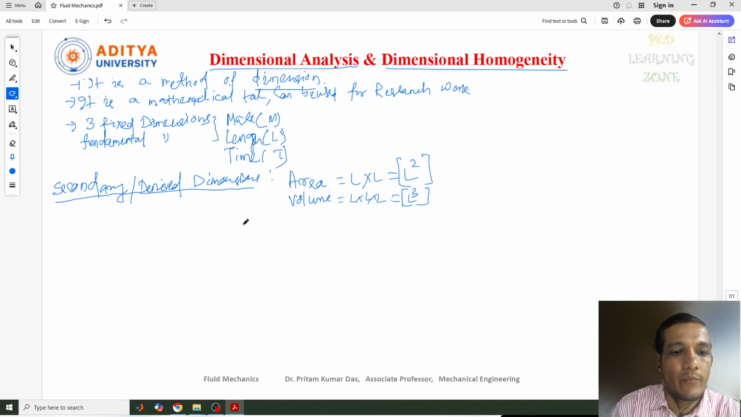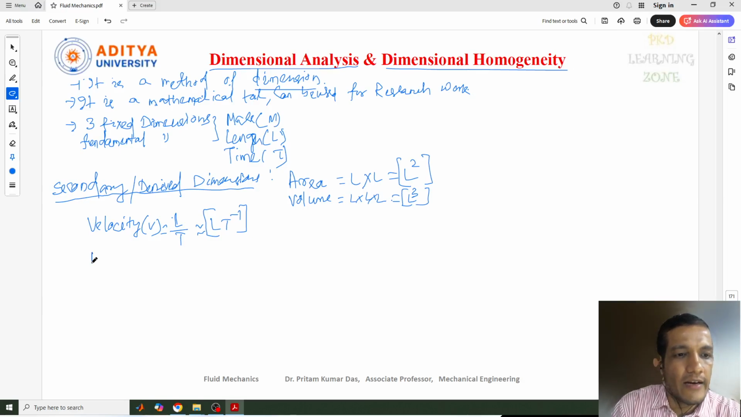Similarly, we can move to the next one, a slightly more difficult one. Let's go for the velocity of a fluid. Velocity is defined as the distance traveled with respect to time. Distance means some length, and with respect to time means T. So the dimension is L T to the power minus 1, that means T inverse, and it always needs to be marked within a square bracket. So this is about velocity.